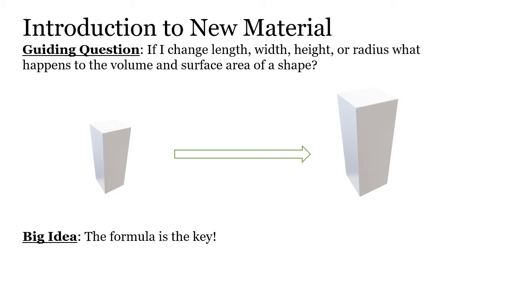So this is going to be our guiding question throughout this lesson. If I change the length, width, height, or radius, what happens to the volume and surface area of a shape? So take a shape like this. Let's say I double the height or double the width. How is that going to change the new volume, the new surface area of the shape? That's what we're going to be figuring out. And the big idea is that the formula is key. The formula is going to tell us everything we need to know about how the volume and surface area are changed.